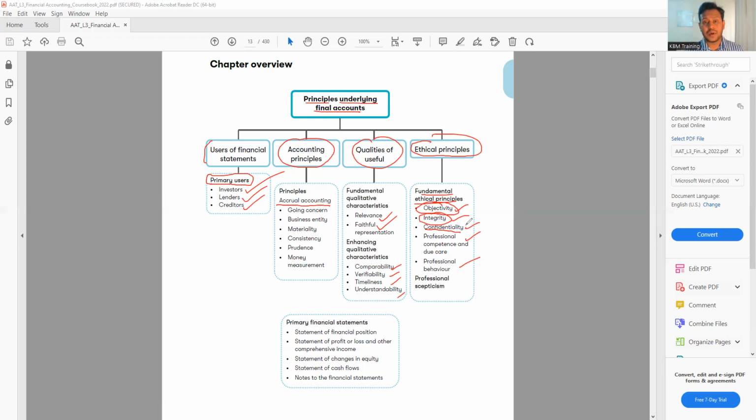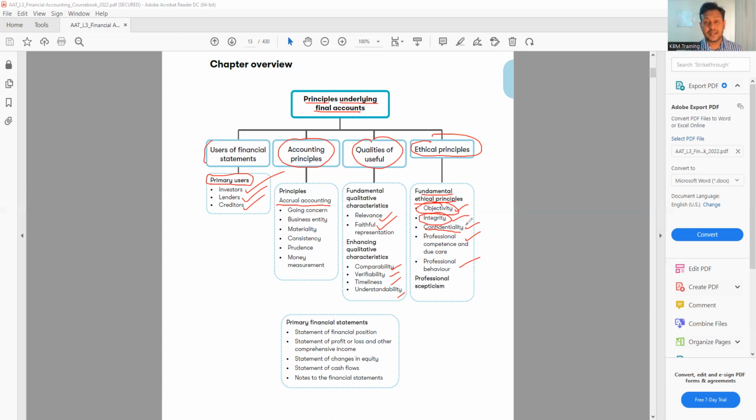Also, without the client's permission, you cannot tell anyone. Only in one situation do you have to tell this information: when it is asked by the authority. For example, if HMRC asks you for any information about the client, or the court asks you for any information about the client, then you have to tell it. Number one.